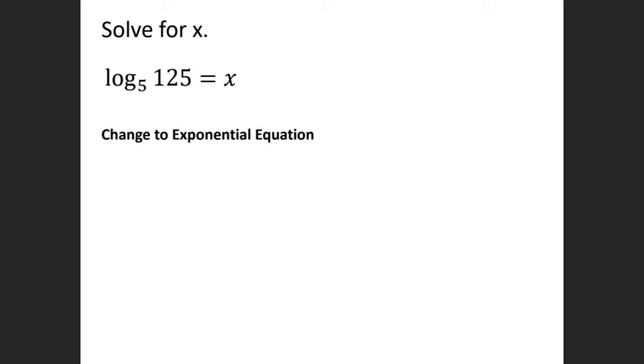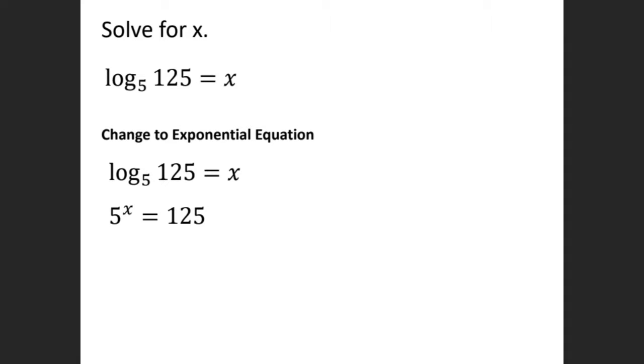All right, let's go ahead and solve for this one. Log base 5 of 125 is equal to x. Again, I don't want to solve it using logs. Let me go ahead and convert it to exponential form. I have a log of base 5, so that means that my exponent is going to have a base 5. The input of the log becomes the output of the exponent. The output of the log is the input of the exponent.